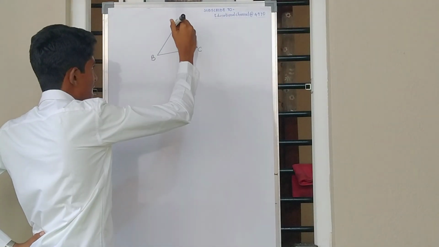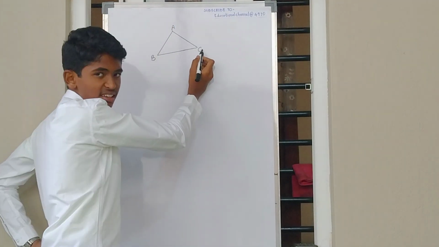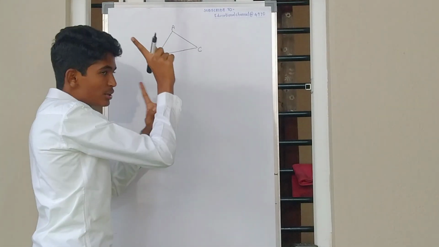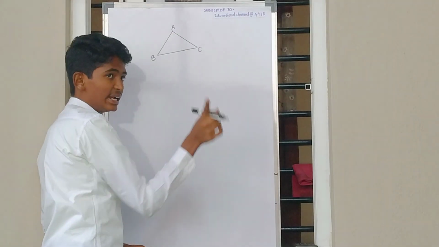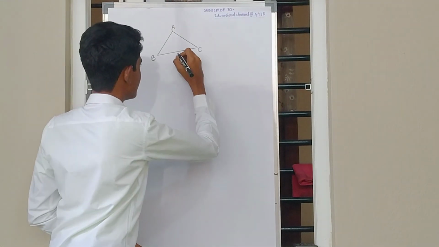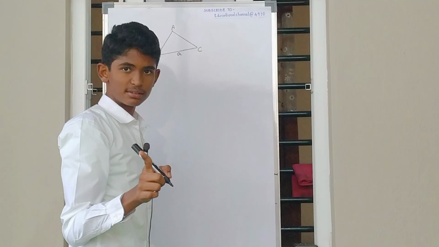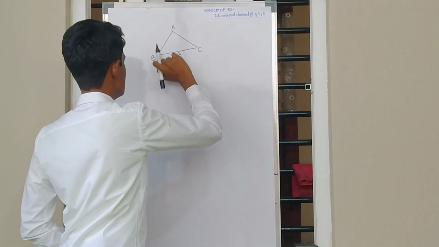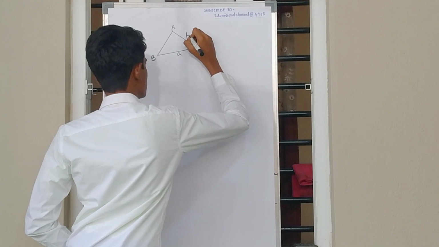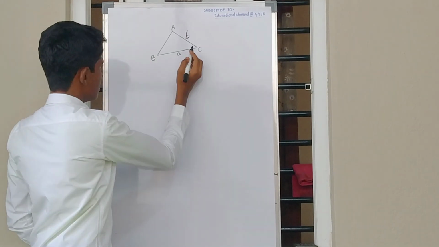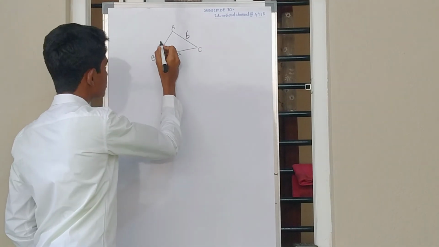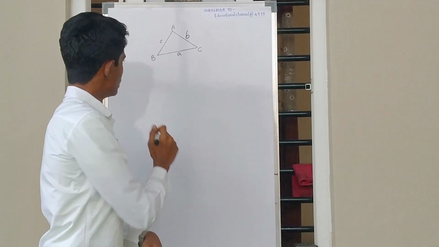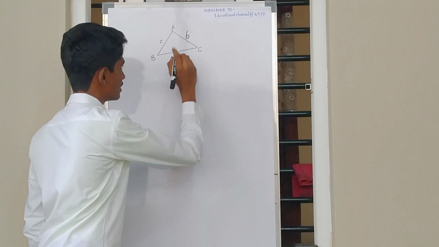This is angle A, angle B, angle C. There's no confusion here. Now, what I'm going to do is name the side opposite to angle A as small a. I'm going to name the side opposite to angle B as small b, and the side opposite to angle C, small c. Now, what's special here?